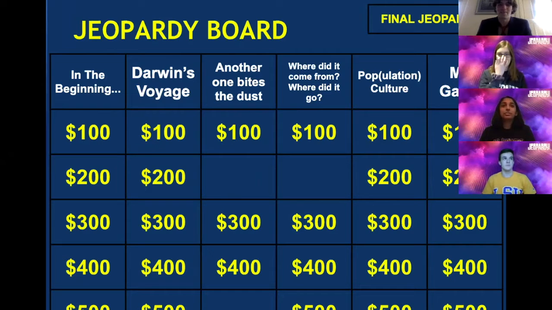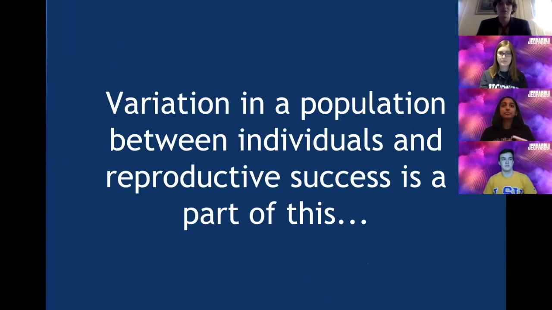Darwin's voyage for 100, please. Variation in a population between individuals in reproductive success is a part of this. Sanjana. What are Darwin's postulates?